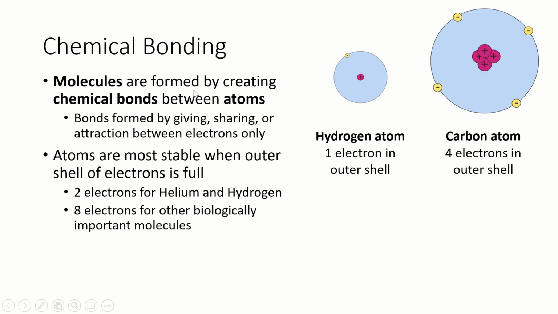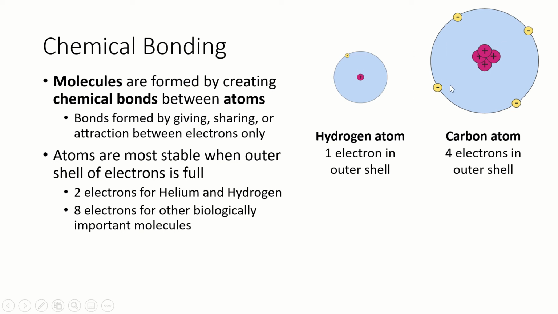So molecules are formed by creating what we call chemical bonds between atoms. These are, again, either because the atoms gave away or took an electron, shared their electrons, or because there's attraction between the electrons. But the bonds always have to do with those little tiny electrons spinning around in a cloud around the nucleus.